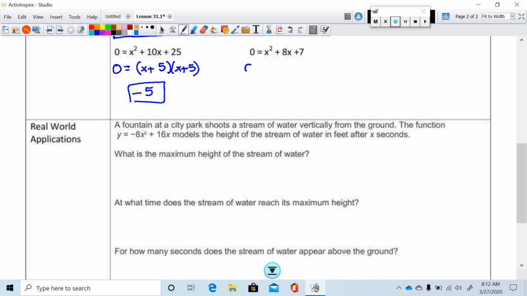And this next one, split up your x's. Everything's positive. The factors of 7 that when you add them equal 8 are 7 times 1. The opposite of positive 7 is negative 7, and the opposite of positive 1 is negative 1. Those are the zeros or the solutions or the roots. They're all the same thing.